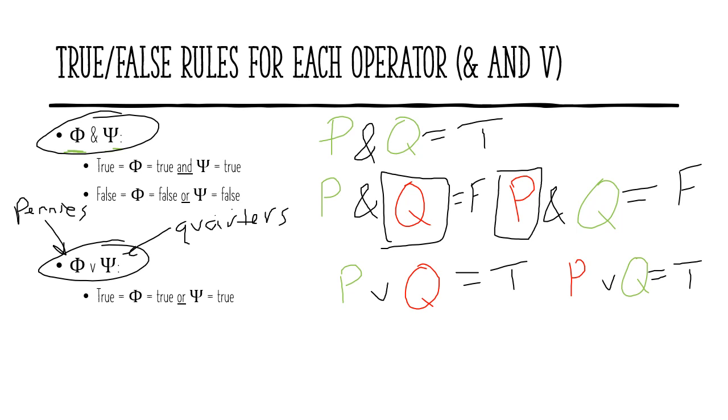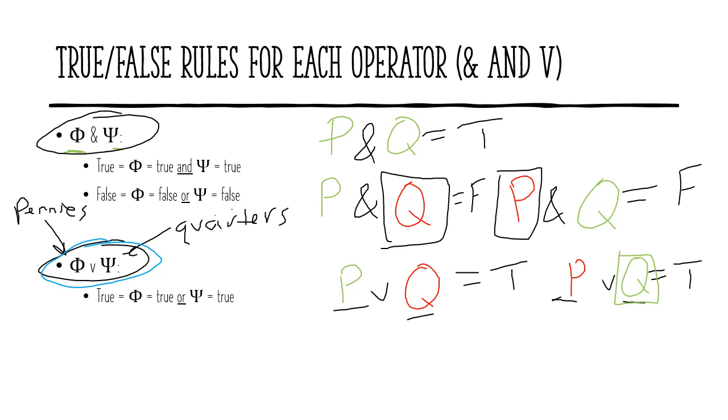Left side's pennies, right side's quarters. And these renderings are what makes the sentence true. It's true that I have pennies, but it's false that I have quarters. But the statement, I have either pennies or quarters, is still true. Now just the opposite. Say I don't have pennies, but I do have quarters in my pocket. Saying that I have either pennies or quarters is true because I do have quarters.